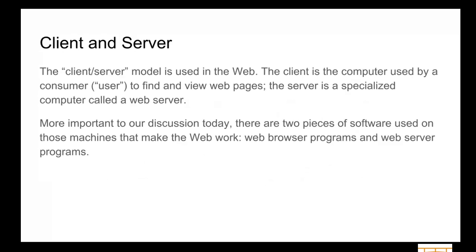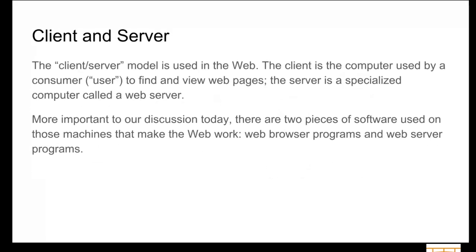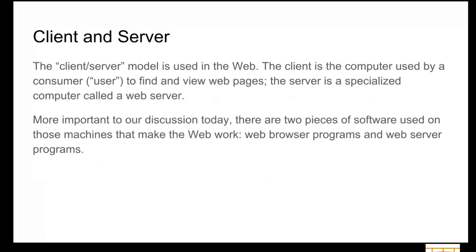Now we need to get into client and server. The client-server model is used in the web. It's also used in a lot of other instances in technology. In this case, the client is the computer used by a consumer, the user, to find and view web pages. The server is a specialized computer called a web server. So you've got client and server. More important to our discussion today, there are two pieces of software used on those machines that make the web work: web browser programs and web server programs.